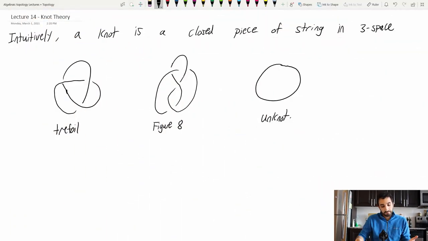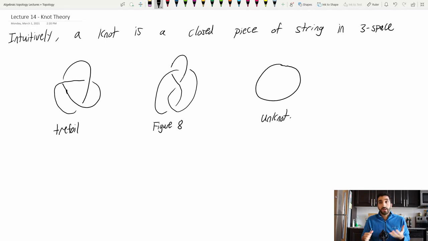So like I mentioned, intuitively, a knot is a closed piece of string in three-dimensional space. And here are three examples of such knots. On the left, we have the trefoil knot. In the middle, we have what's called the figure eight knot. And on the right, we have the unknot. And it turns out that all of these are actually different knots.